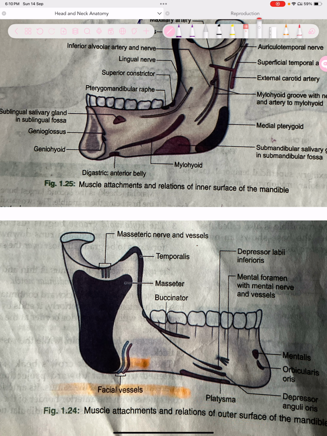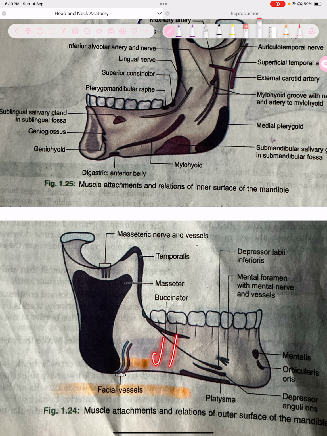So now we started with our first insertion. So this is our first insertion. Insertions are in blue. Here you can't see it very clearly, but yeah, insertions are in blue and origins are in red. Then very important, masseter muscle. The entire length of the ramus is occupied by the insertion of masseter. Very important. And the posterior superior part of the lateral surface is covered by the parotid gland.